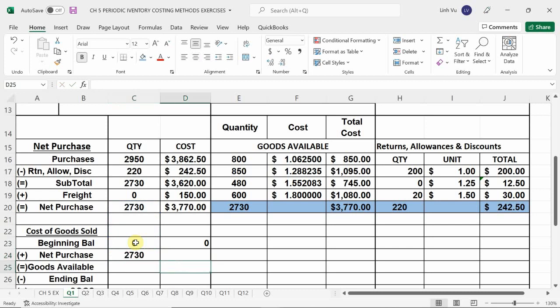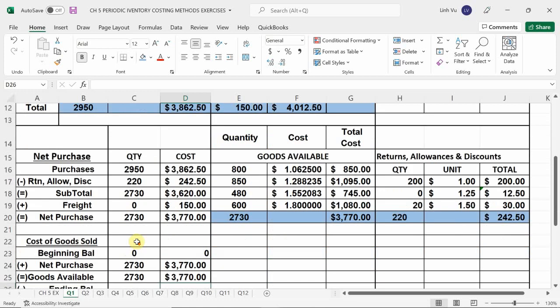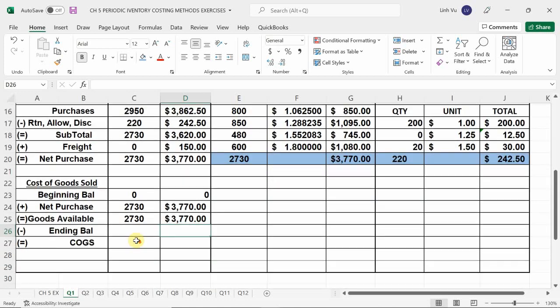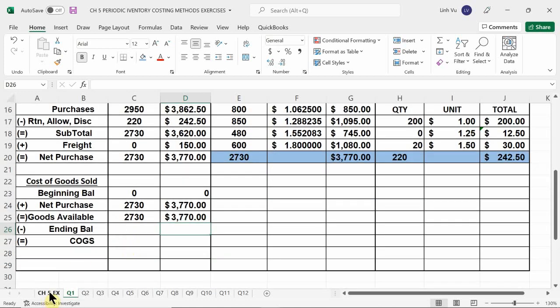Now, of course, this is my goods available, not my net purchases, but because I have 0 beginning inventory, if I carry those values down to my net purchases, my net purchases becomes my goods available. So this table right here is what you're going to be looking at when costing out your cost of goods sold, because this table gives you what you actually have available to sell versus what you originally purchased, because you end up returning some of those along the way. So this table is what I'm going to be utilizing to calculate my cost of goods sold.